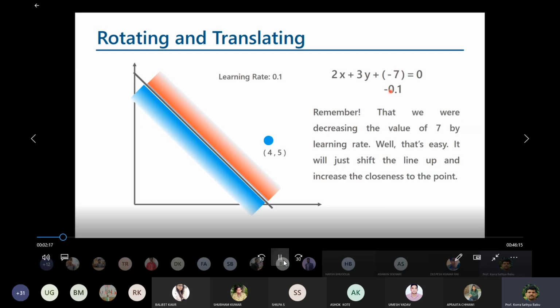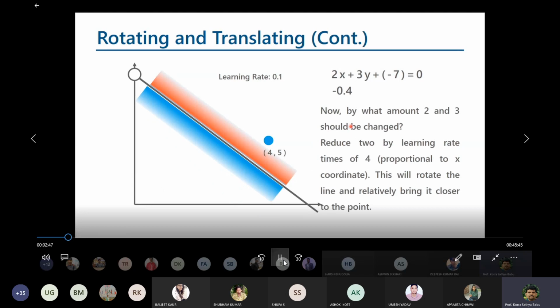So what we did was adding or deleting, negating some value from this 7. We were able to move up or down like this. Okay, movement of this line, shifting this line. And we also used to rotate with respect to the x coefficient and y coefficient, in a clockwise direction or anti-clockwise direction, and we used to do that.